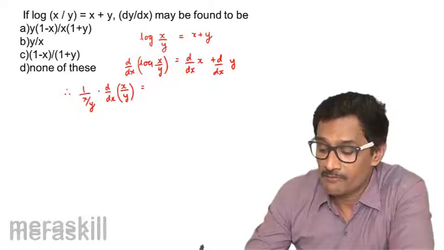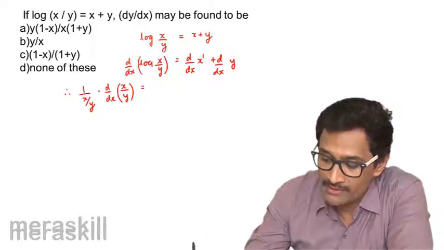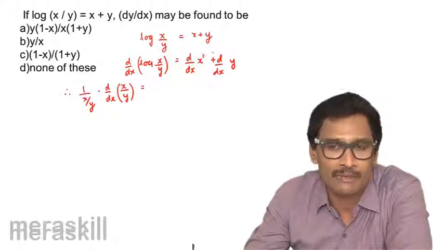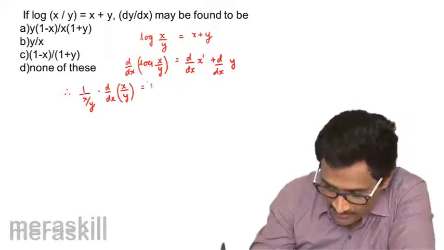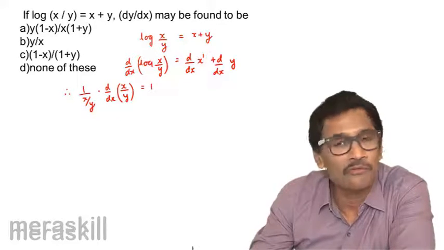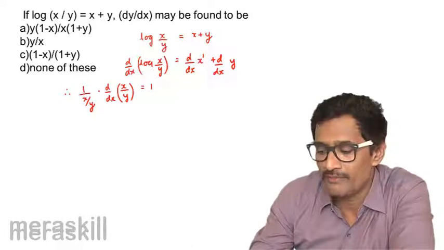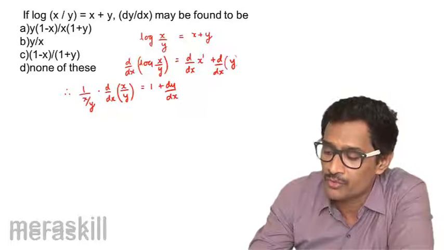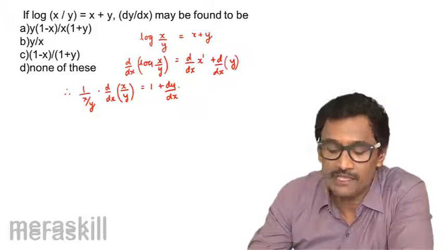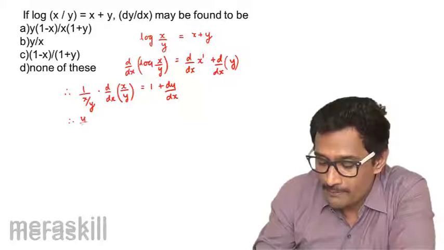D by dx of x is actually, this is x raised to 1. So it's going to be 1 x into x raised to 1 minus 1. That is 1 x raised to 0, which is nothing but 1. And d by dx of y, that means it is simply telling what is the change in y with respect to x, which is nothing but dy by dx. So this is something candidates remember, whenever you need to do d by dx of y, it is nothing but dy by dx. Now here, this will now become y by x.